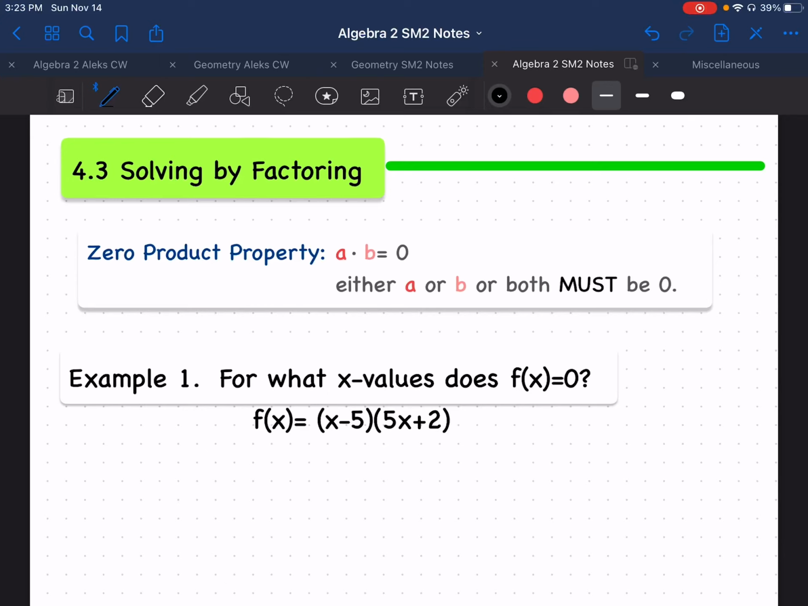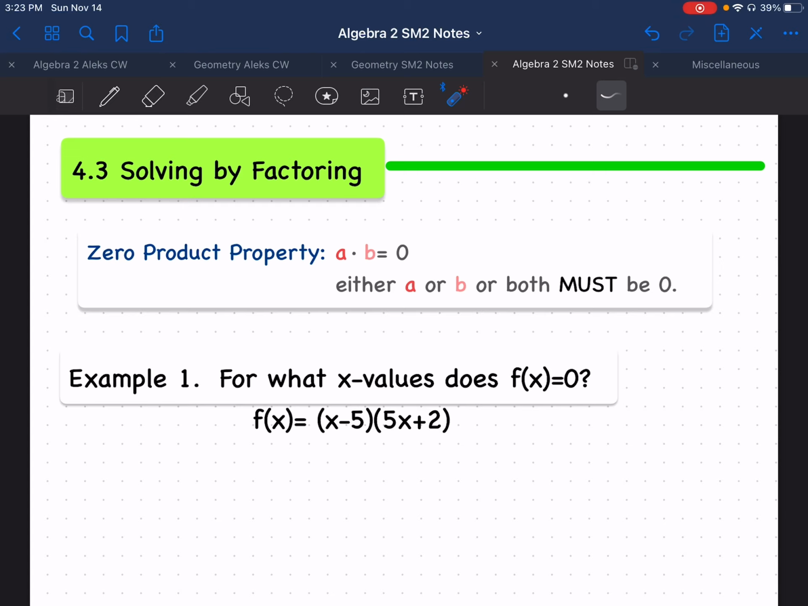Today's lesson is 4.3, Solving by Factoring. Before we get into solving by factoring, let's talk about the zero product property. This is a property that says when I take any two quantities, let's call them A and B, and I multiply them by each other and they equal zero, then either the A quantity or the B quantity or both of them must be zero.